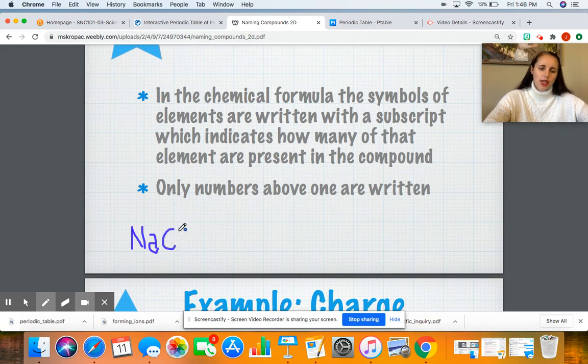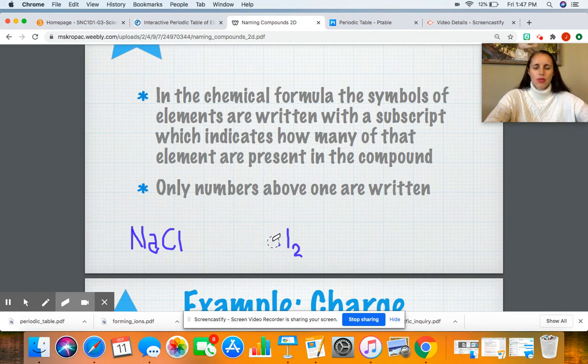Notice that when I write sodium chloride, there are no numbers present. What that means is I have 1 sodium and 1 chlorine. We don't write 1, we write anything above 1. If I want to write calcium chloride, it would be written like this. This number 2 here indicates the fact that I have 2 chlorines. So these 2s, or these 3s or 4s, are written as subscripts, and it means you have 2 of the element that's right before it.